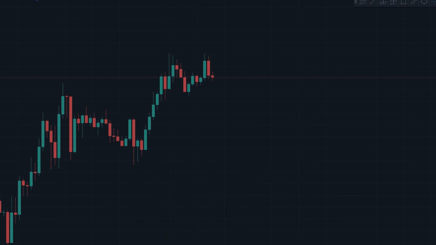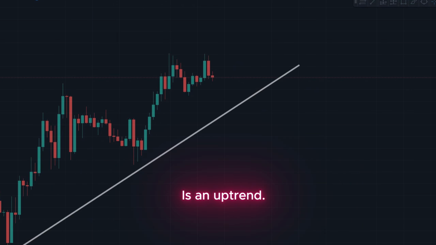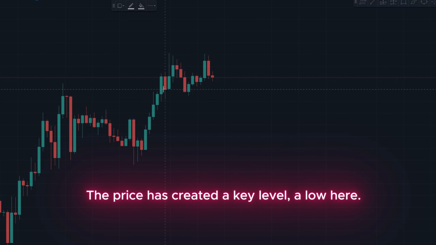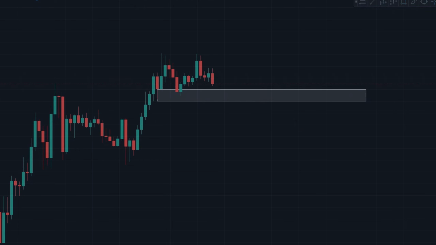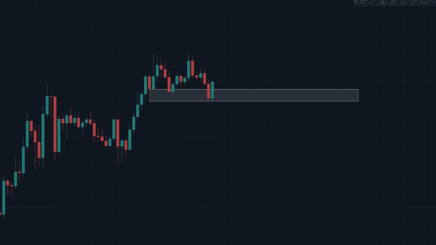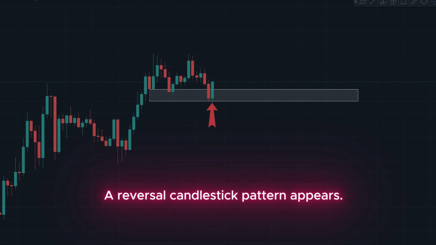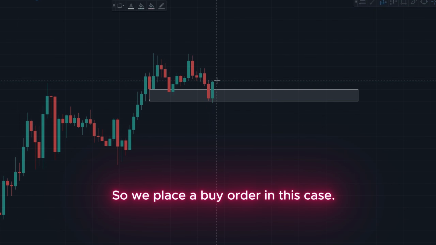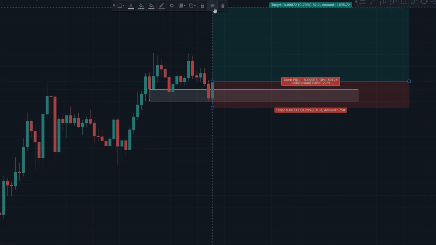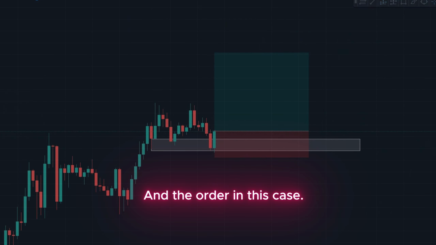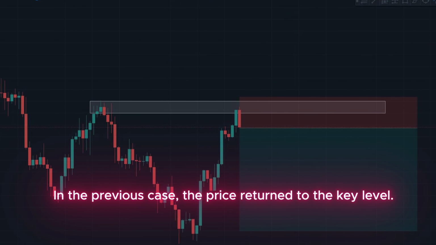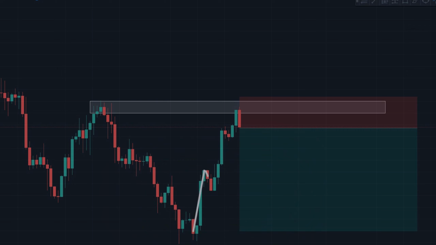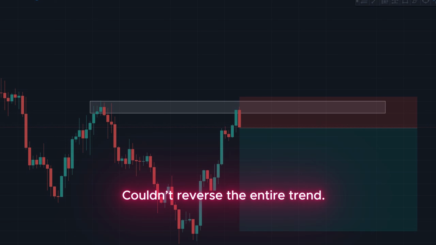In this example, we can see that the current trend is an uptrend. The price has created a key level, a low here. And when the price returns to the key level, a reversal candlestick pattern appears, so we place a buy order in this case. Buy up. And the order in this case is completely different from the previous case. In the previous case, the price returned to the key level. A trend appeared with clear highs and lows, and the reversal candlestick pattern couldn't reverse the entire trend.